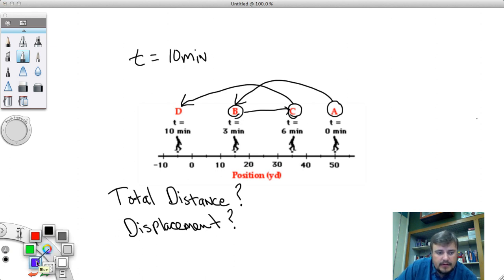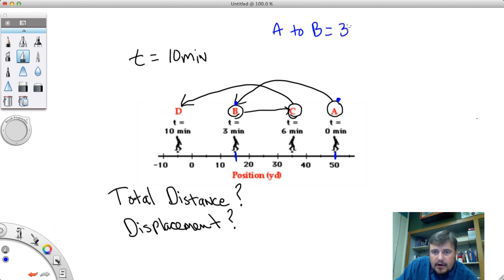I'm going to switch my pen colors to blue. Total distance. So we have from A right here all the way to B over here. That's 3 minutes. Now let's go ahead and spend some time just looking at this. We're going from 50 yards down to 15 yards. Okay, so that is a distance of from A to B is 35 yards.